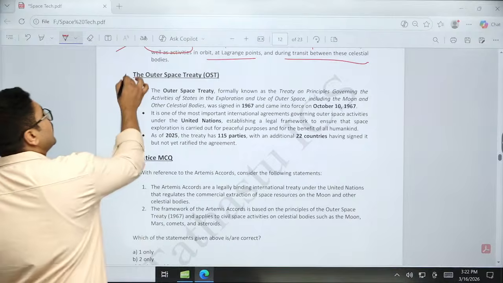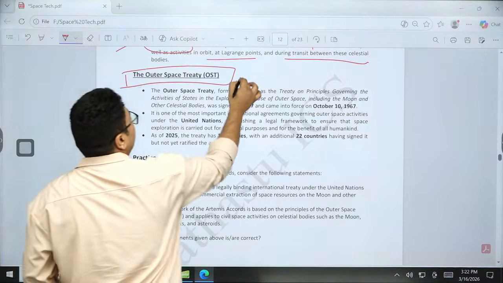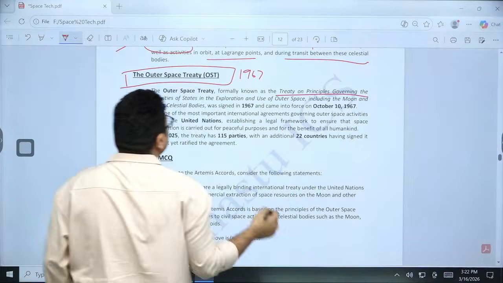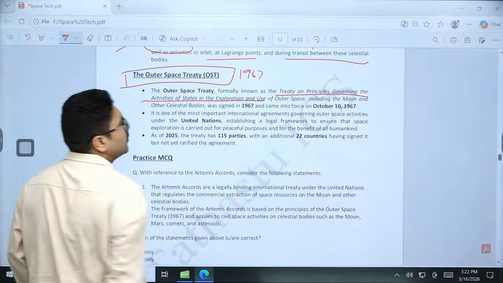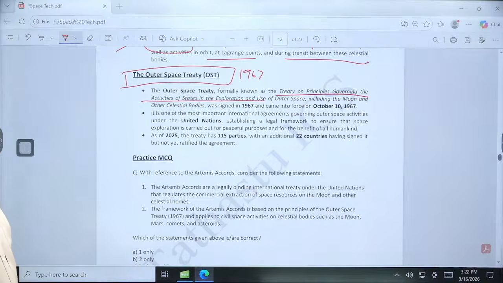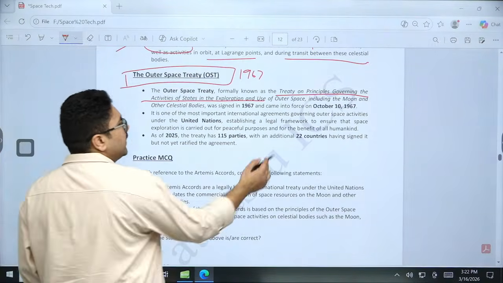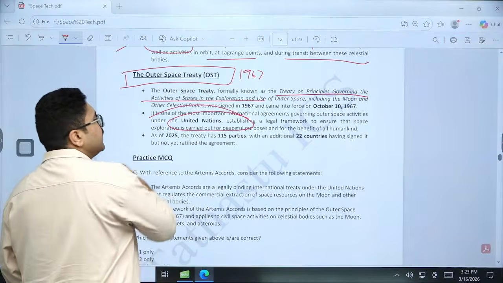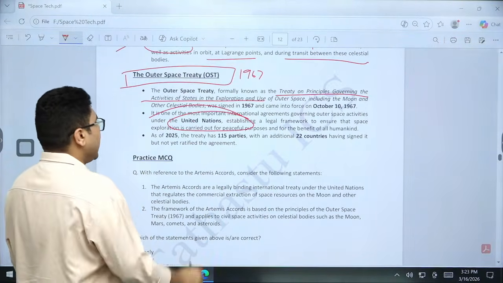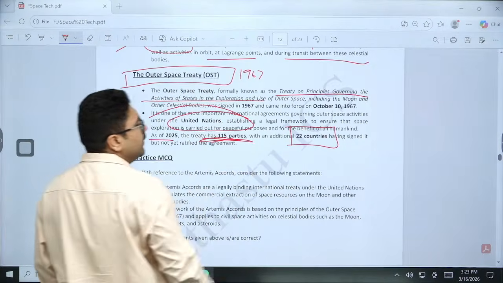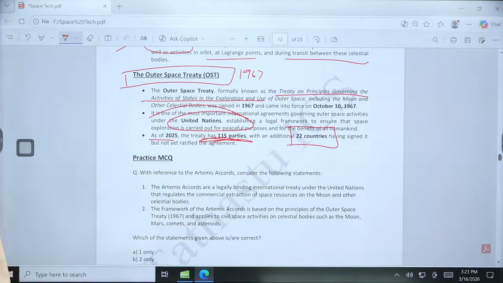For this, we also have an international treaty of outer space, the treaty of 1967. It is known as the Treaty on Principles Governing the Activities of States in the Exploration and Use of Outer Space. It is one of the most important international agreements governing outer space activities under the United Nations. As of 2025, the treaty has 115 parties and 22 countries have signed but not yet ratified the agreement.